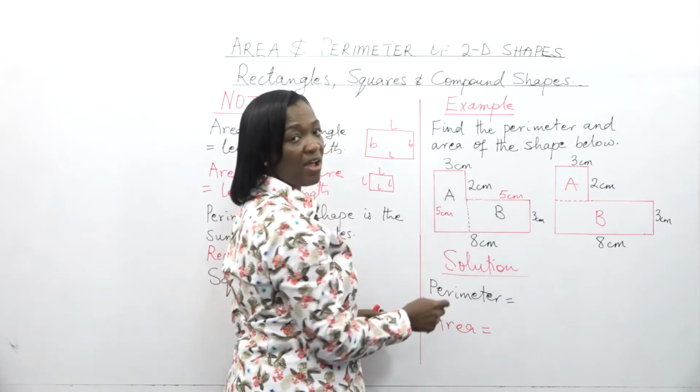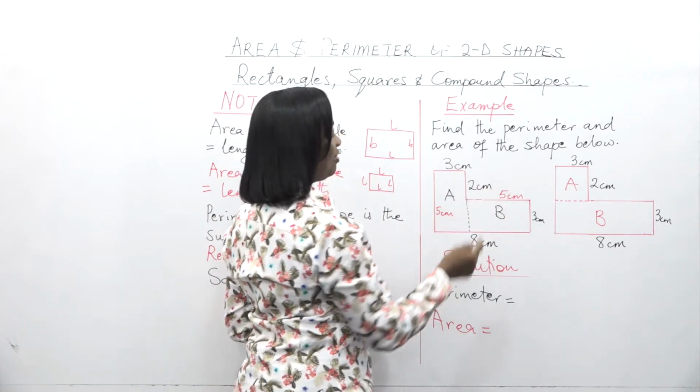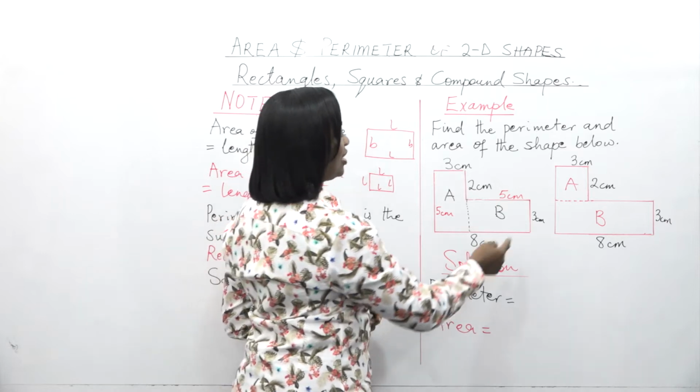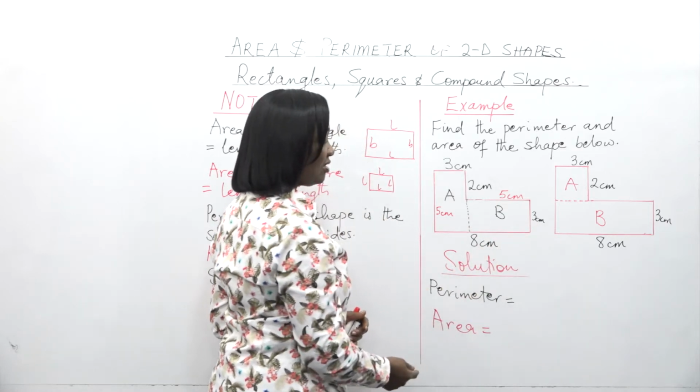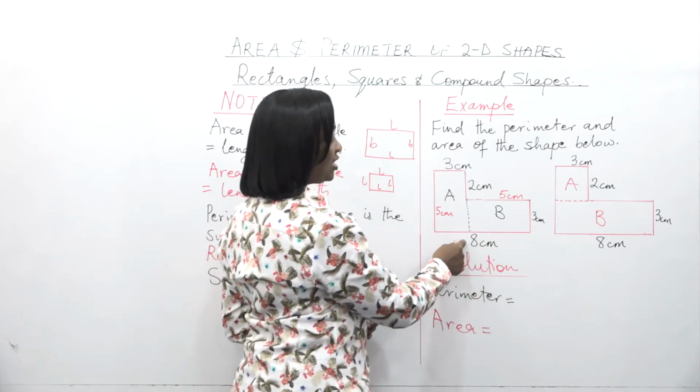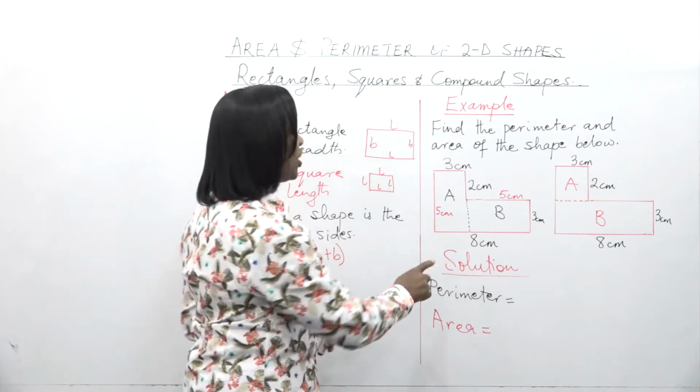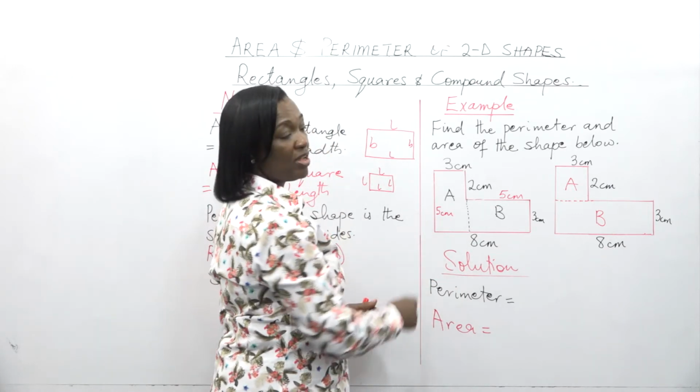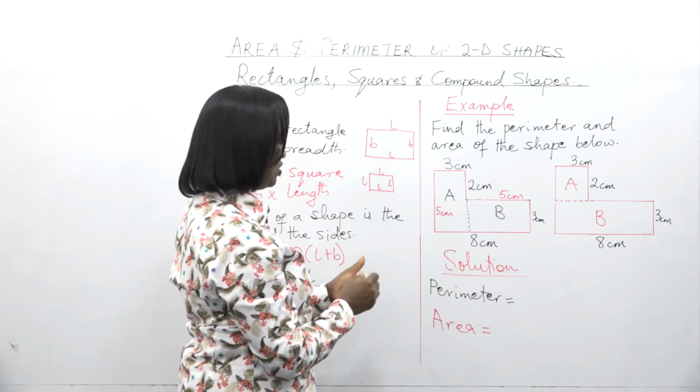3 plus 2 is 5. 5 plus 5 is 10. 10 plus 3 is 13. 13 plus 8 is 21. And 21 plus 5 is 26 centimeters.